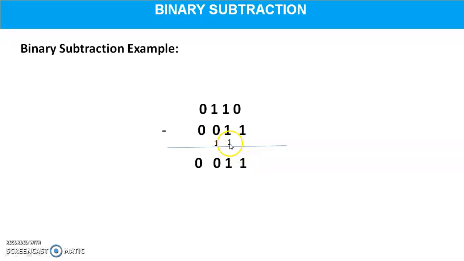We always write the borrow at the bottom of the adjacent column. So 0 minus 1 is 1, borrow 1. Then 1 minus 1 is 0. 0 minus 1, the answer is 1, borrow is 1. 1 minus 0 is 1, 1 minus 1 is 0, 0 minus 0 is 0. So this is the example of binary subtraction.